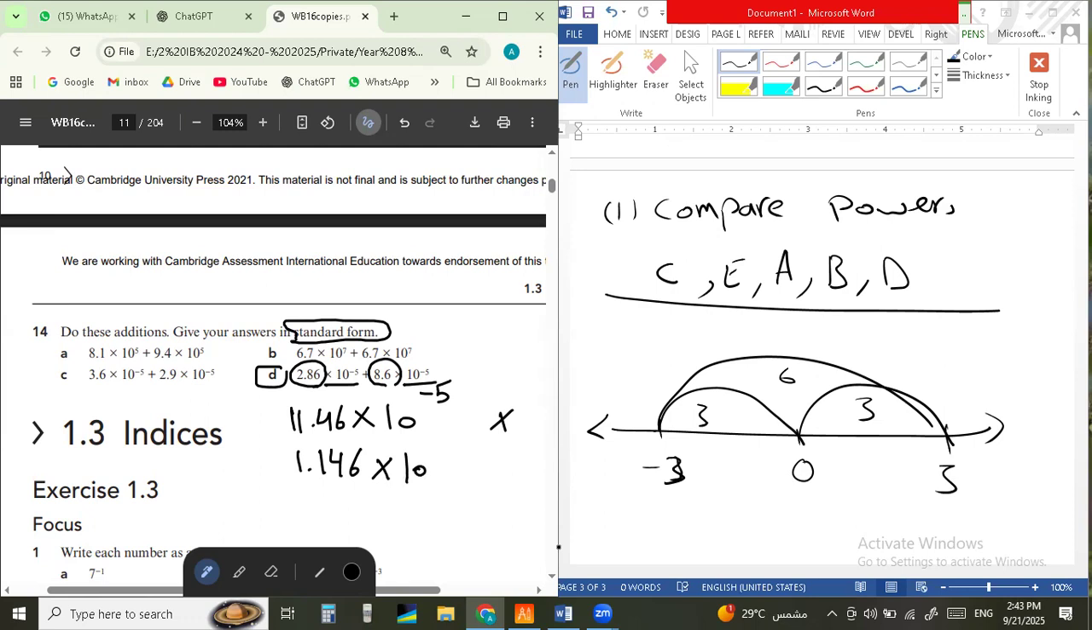No, come on. I moved it 1 digit to the left, so it means positive 1, so it becomes to the power of negative 4. So 1.146 times 10 to the power of negative 4.